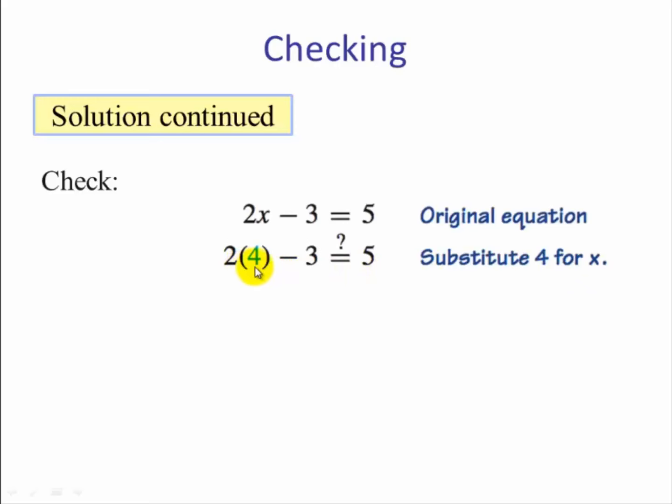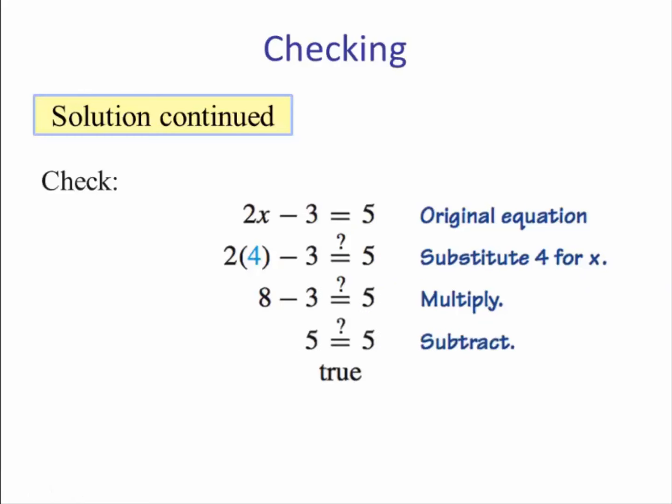To check this, we start with the original equation. We substitute our solution 4 in for the expression on the left hand side, and if this is correct, it should be equal to what's on the right hand side, 5. So we have 8 minus 3, which is 5. This gives us a true statement, therefore 4 is a solution.